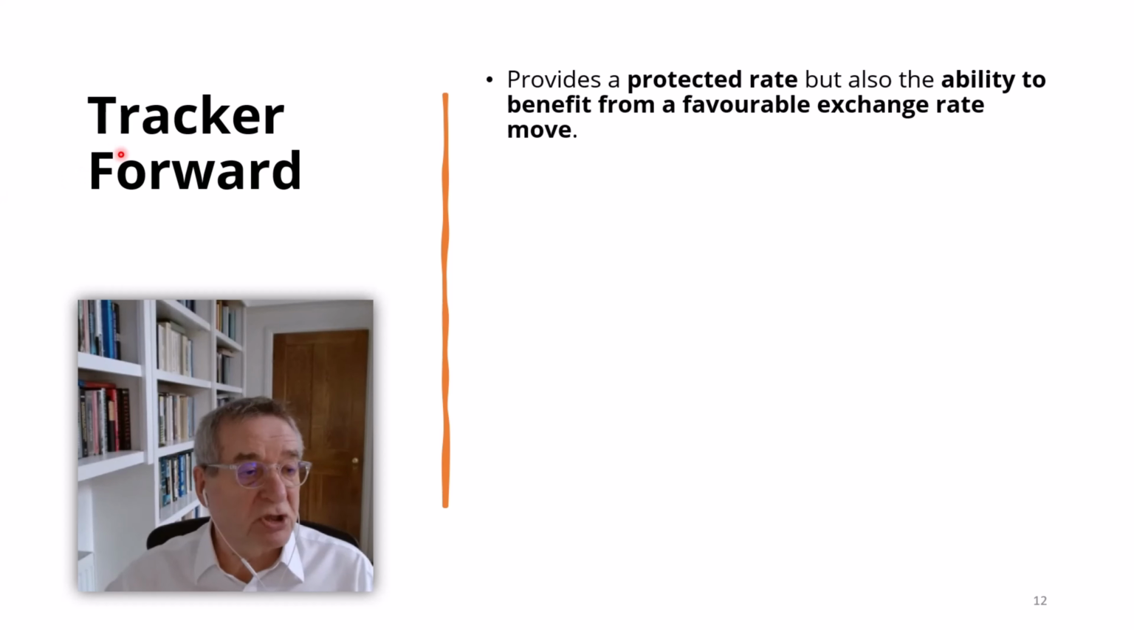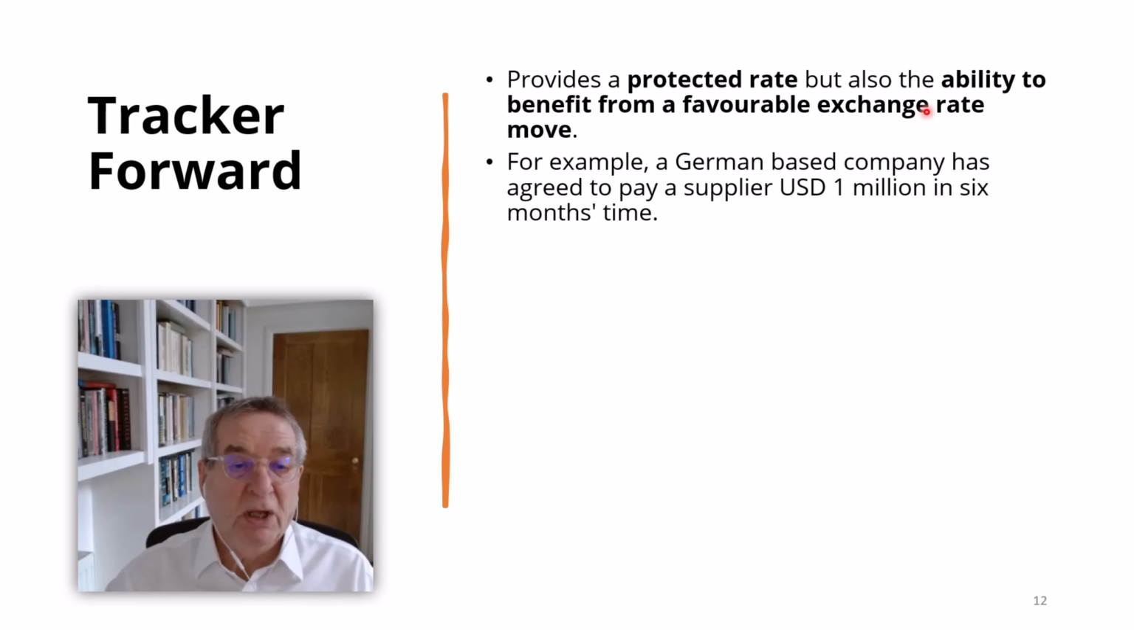So I'm going to discuss what's known as a tracker forward. Now, this is a structured forward product, unlike the, say, vanilla forwards that we've discussed so far. So the tracker forward provides a protected rate to essentially protect the downside, but also the ability to benefit from a favorable exchange rate movement. Let's say we have a German-based company that has agreed to pay a supplier $1 million in 6 months.